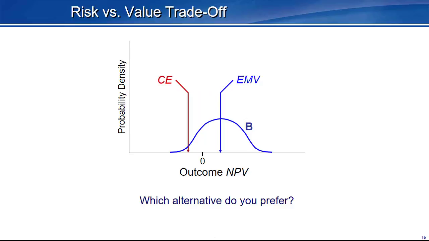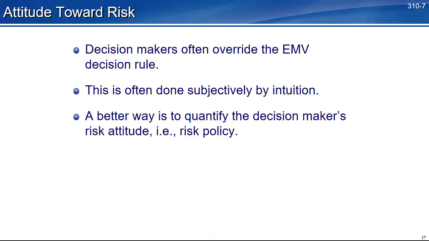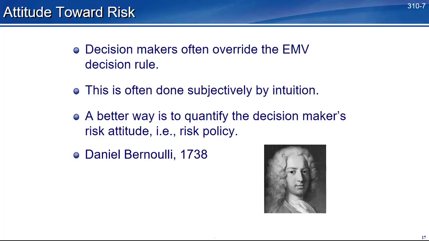Where are we going with this? Using a utility function to represent risk policy provides a way to calculate certain equivalents. Think of a certain equivalent as a risk attitude adjusted EMV. Decision makers often override the EMV decision rule in important risky decisions. This is rational and often done using experience and intuition. A more consistent approach is to have and apply a risk policy expressed as a utility function. This idea is not new. Daniel Bernoulli first proposed a utility function in 1738, and the concept is now well established in economics.